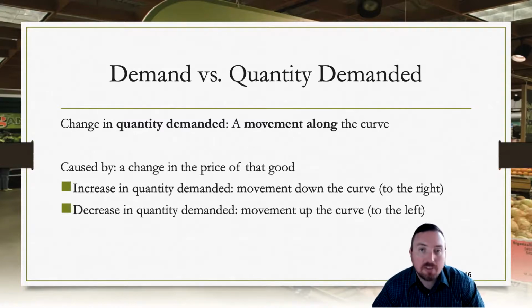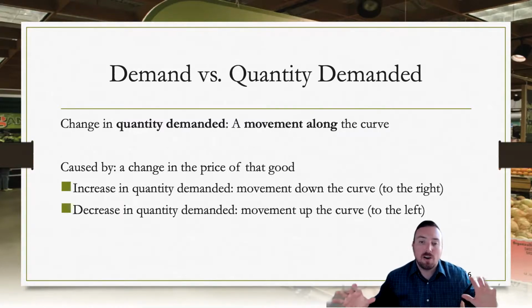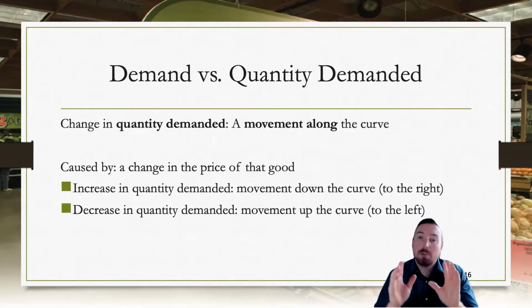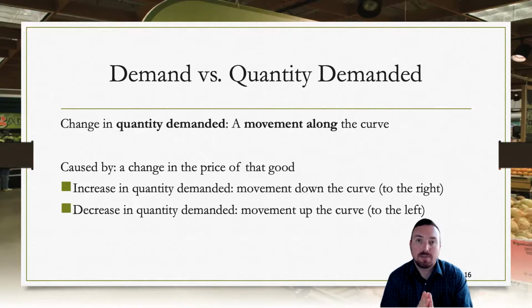So the next thing we're going to talk about, and this is something I want you to star, underline. This is a very highly missed question I see every single semester. So if you need to watch this a couple times, please do that. This is a very tough topic, so make sure you pay attention. The difference between demand and quantity demanded. A change in quantity demanded is a movement along the curve, and it's caused by a change in price of a good.